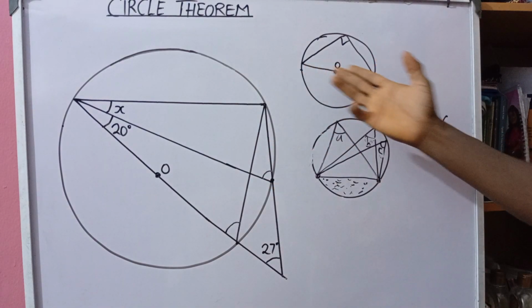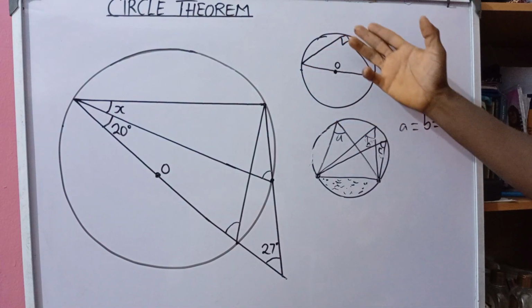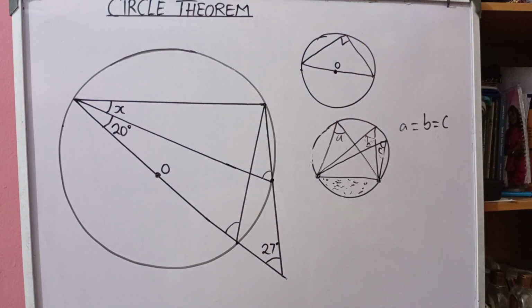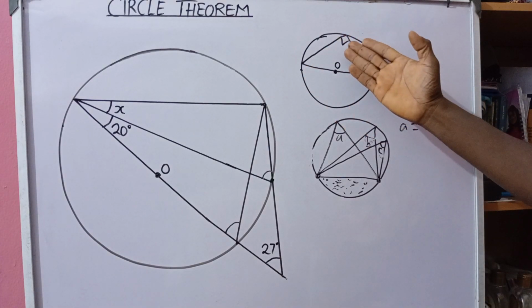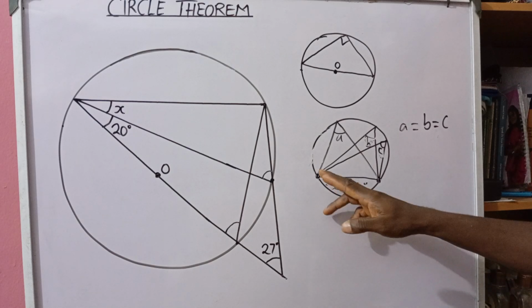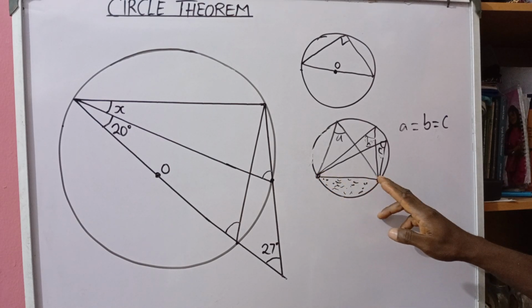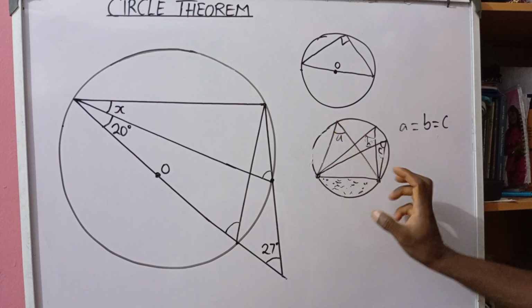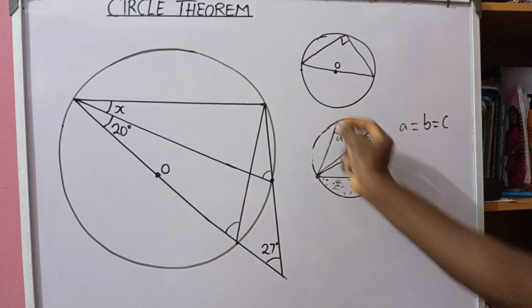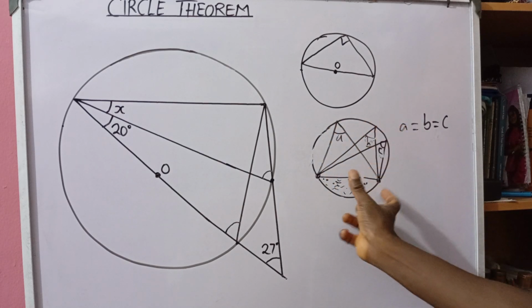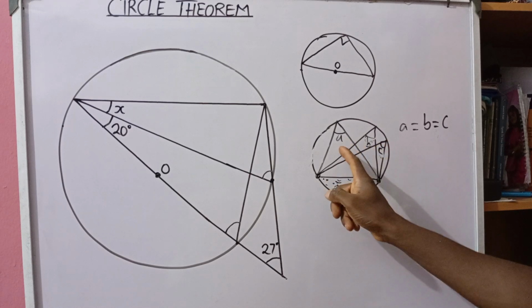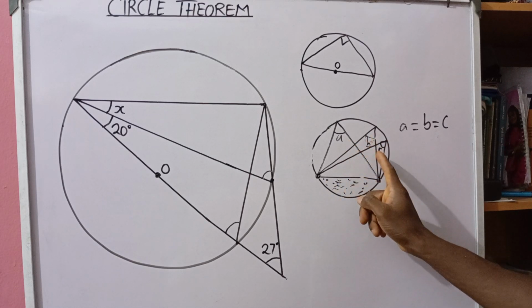Remember, the angle subtended from a diameter is always 90 degrees at the circumference. That is to say, it forms 90 degrees at the circumference. Then angles coming from the same segment, as you can see here, you have a chord. Angles subtended from the same chord to the circumference on the same segment are always equal. A is equal to B is equal to C.